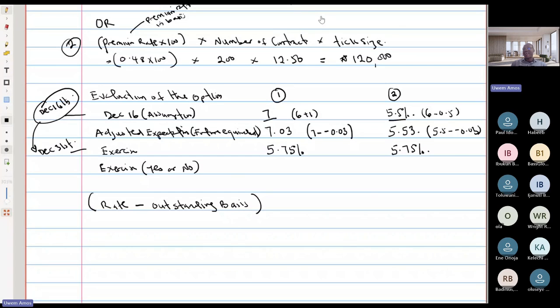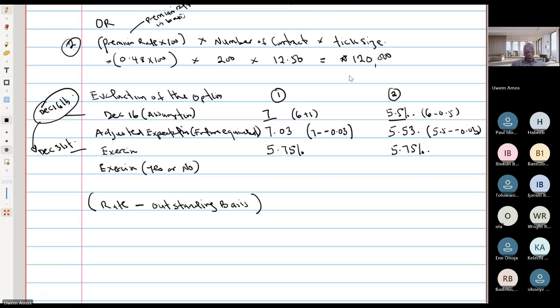You have an option, it's a right, but it's not an obligation to borrow at 5.75. But right in the market, banks are giving out loans at 5.53. So what will you do? Will you take the option and borrow at 5.75, or you let the option go and go to the market and borrow at 5.53?